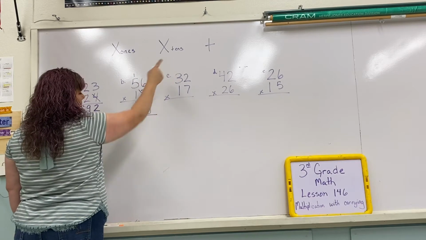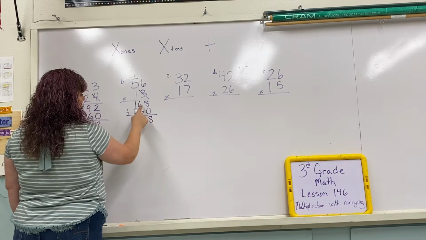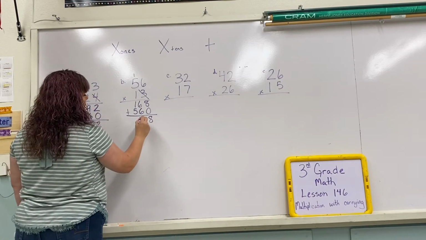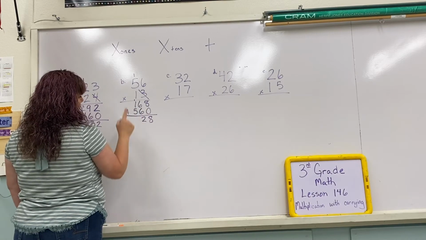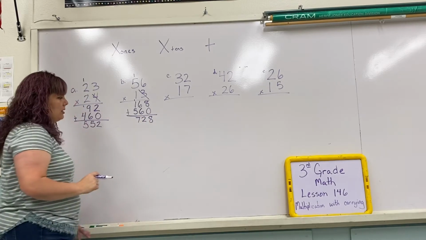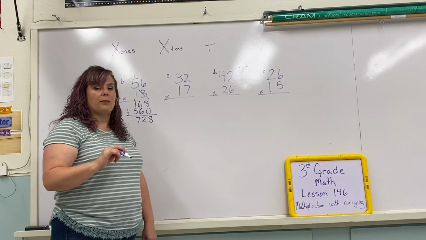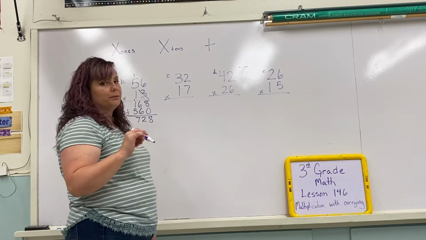Next step is to add them together. 8 plus 0 is 8. 6 plus 6 should be an easy double for you. That's 12. 5 plus 1 is 7. So our answer is 728. If I went too fast and you need to pause to catch up, go ahead and pause me and let's go on to C.